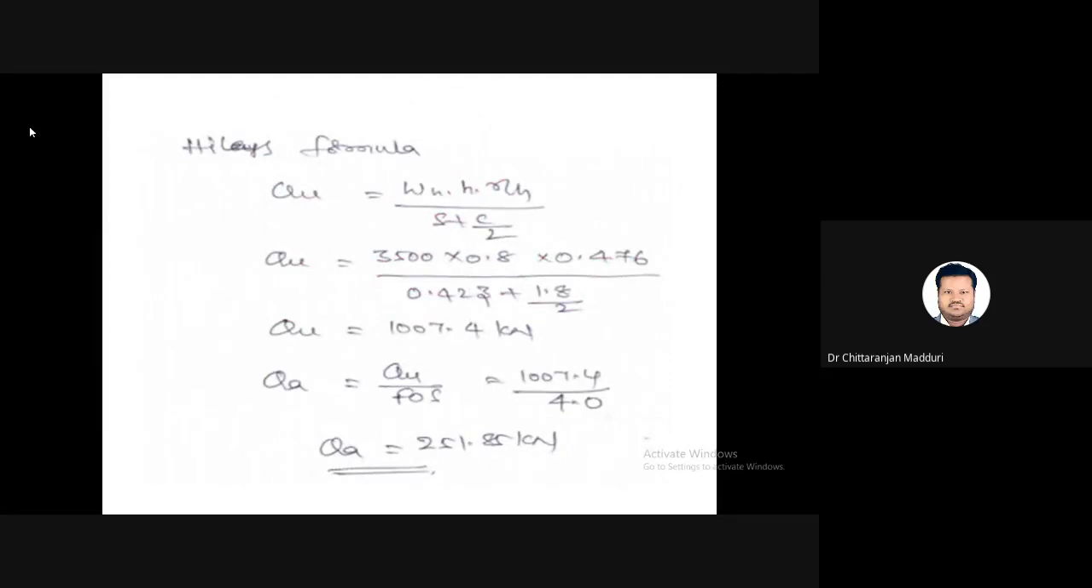So Hiley's formula equal to W into H, 3,500, efficiency of hammer equal to 0.8, efficiency of hammer blow equal to 0.476, divided by set value 0.423, plus total elastic compression, 1.8 divided by 2. So in the formula, number of hammer blow is missing. So ultimate load is equal to 1007.4 kilonewtons. Allowable load equal to ultimate load divided by factor of safety. So 1007.4 by 4 equal to 251.85 kilonewtons.